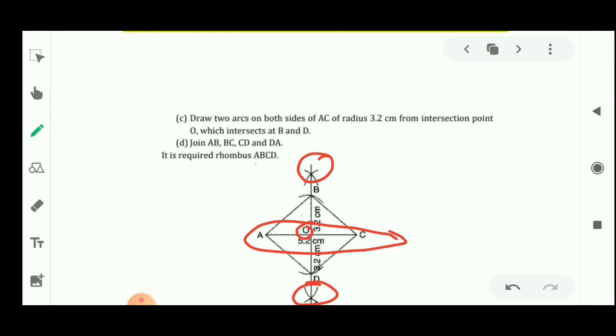From O, you have to take the radius of 3.2 centimeter and draw two arcs like this and this. Then we can find two points. The first one is B and the second one is D. Now students, join AB, BC, CD and AD. This is the required rhombus.